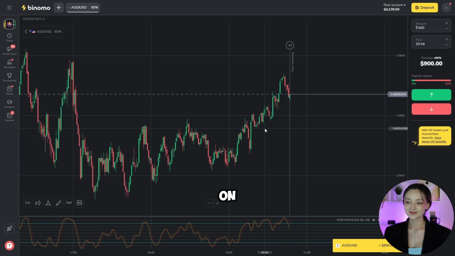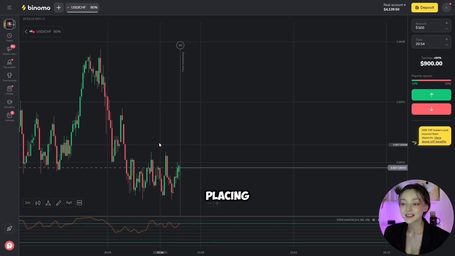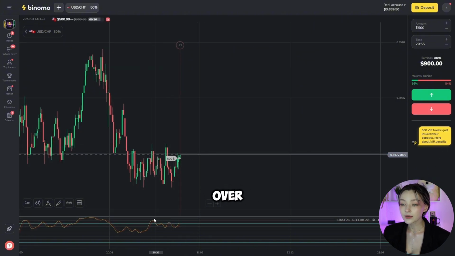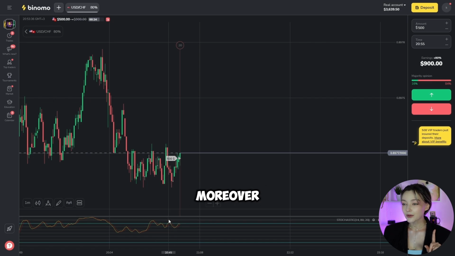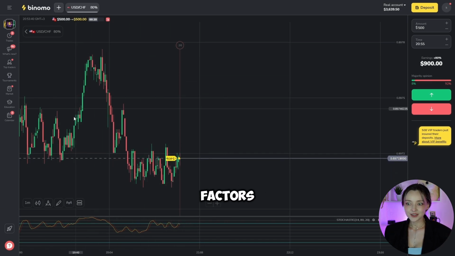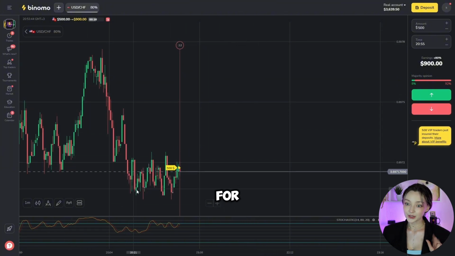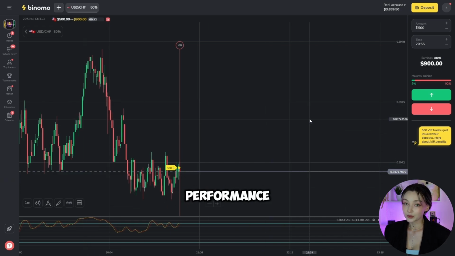Let's carry on. So I'm placing a trade downwards. We can see stochastic has entered the overbought condition area. Moreover, the general trend motion is downwards. These two factors are enough for me to make a deal. The second advice for you guys to improve any strategy performance: make sure to follow your risk management.